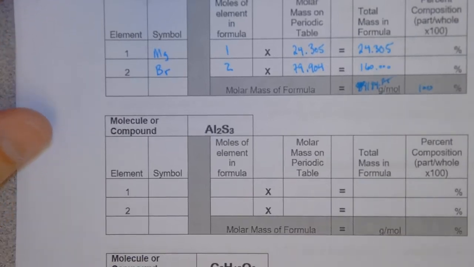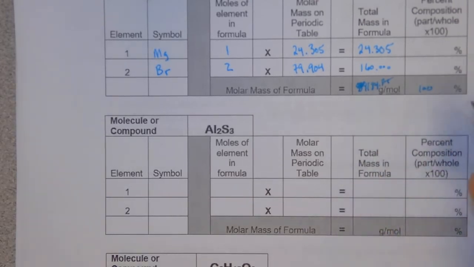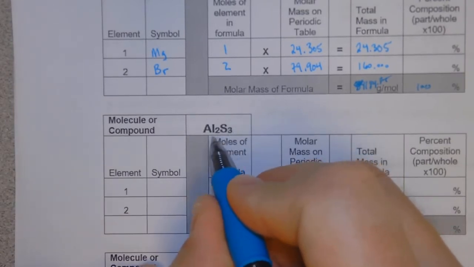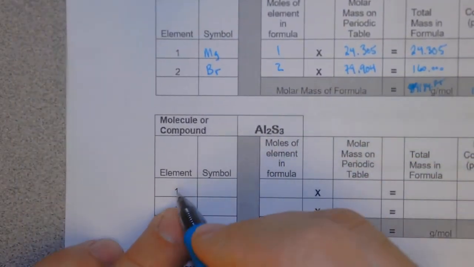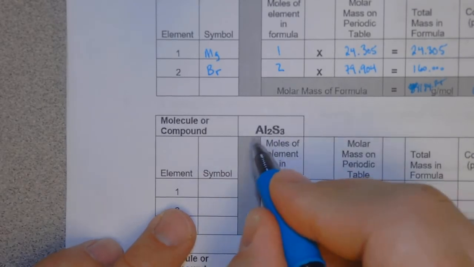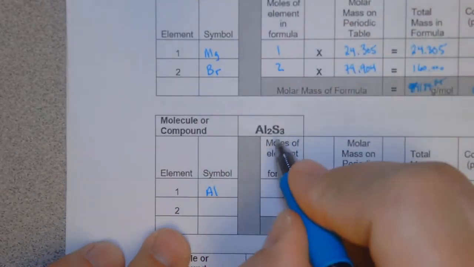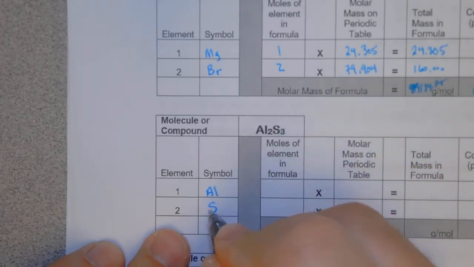Okay, in this video I will be doing two of the percent composition problems. The first one we're working with these tables. So the first part here, we have Al2S3, aluminum sulfide, and we have an element, so we're just going to pick either one of these. Let's just go with aluminum for our first element, and our second element is sulfur.